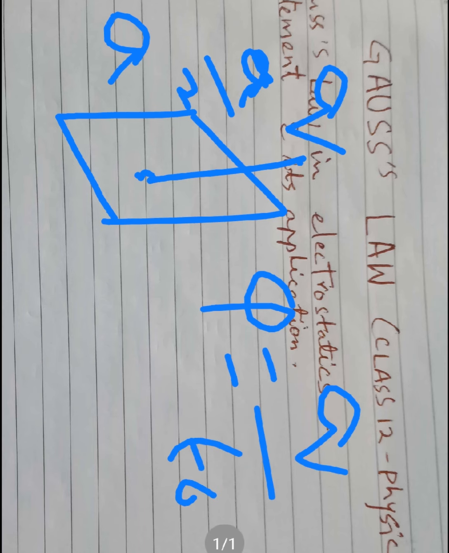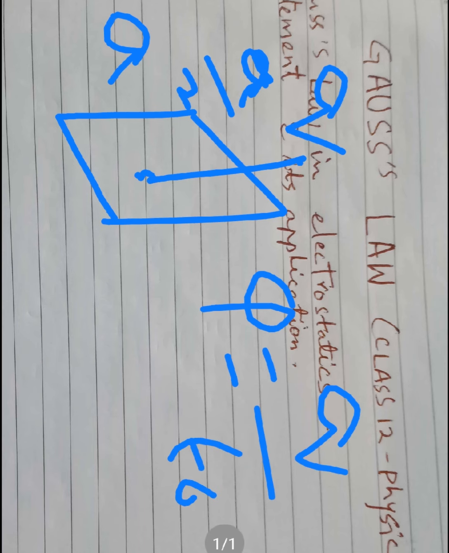So the flux phi is equal to Q1 plus Q2 plus Q3 upon epsilon naught, which is equal to the closed integral of vector E1 dot vector ds plus vector E2 dot vector ds plus the closed integral of vector E3 dot vector ds. So in this way.